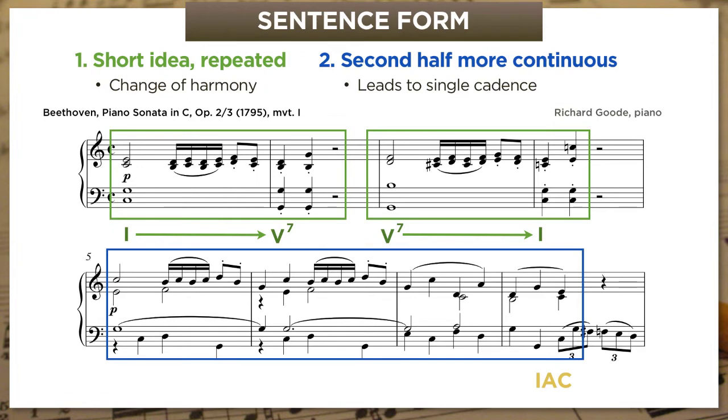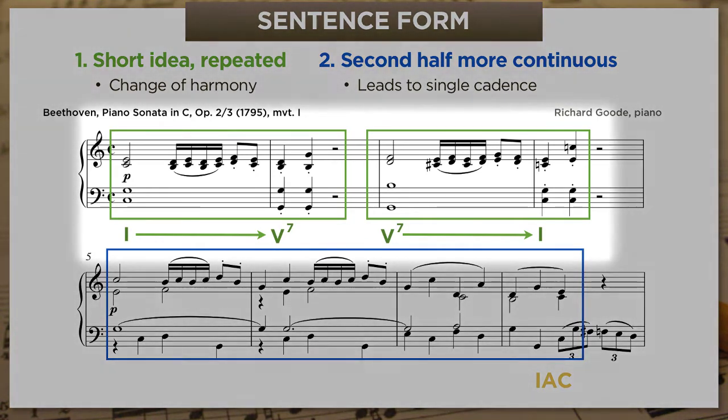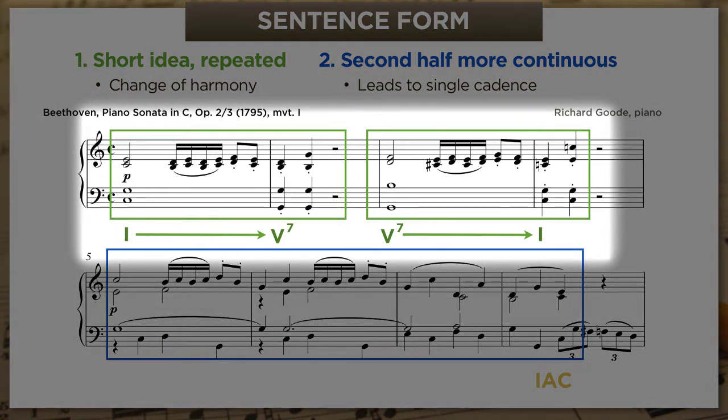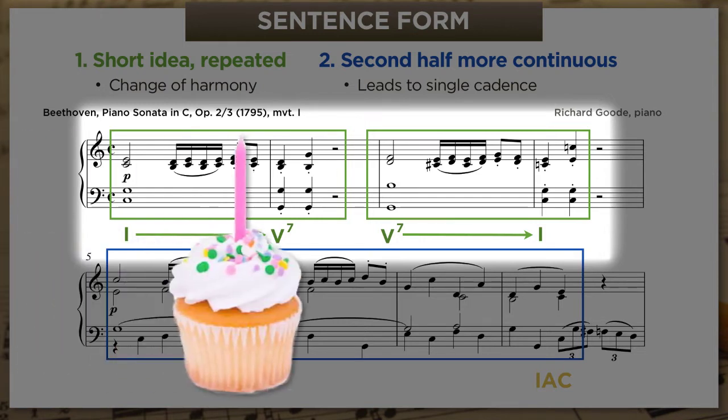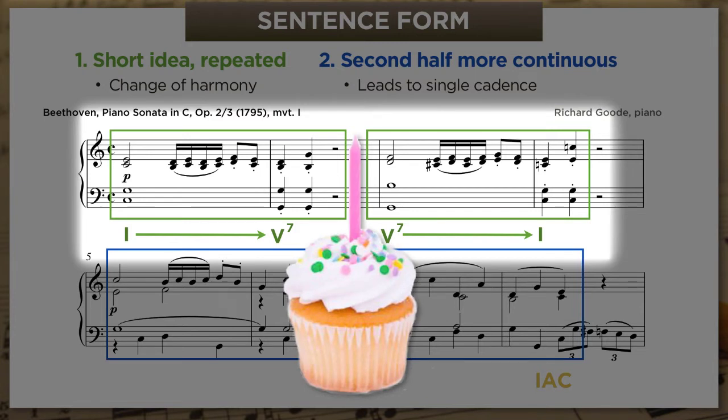Now, if that opening harmonic pattern feels vaguely familiar to you, 1 going to 5 and 5 going to 1, you're probably remembering it from any number of songs you heard as a child. Take the birthday song. If you're watching this video, I'm assuming you've had a few birthdays, and if you have, you know that the song begins as a sentence. It starts with an opening motion of 1 to 5. That repeats, going back from 5 to 1. And the second half is much more continuous, takes us to a cadence.